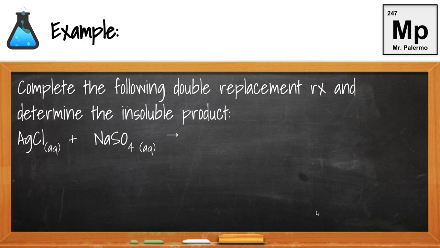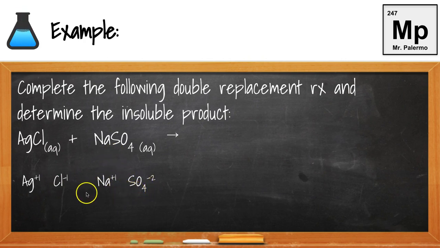So here's an example. Complete the following double replacement reaction and determine the insoluble product, if any. So we're going to take silver chloride and sodium sulfate. And so the first thing that's going to happen is that when we place this silver chloride into water to form the solution, it's going to ionize. It's going to dissociate. Remember, that's why these are electrolytes, because they can conduct electricity due to these charged particles. And the sodium and the sulfate will separate.